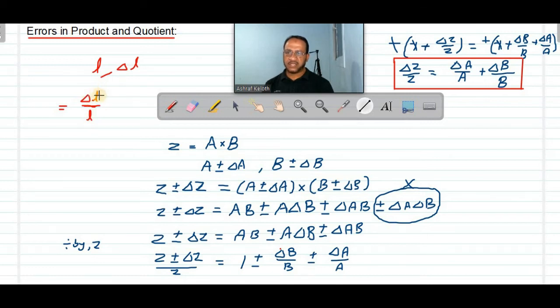What is the fractional error delta l by l means? With an example. L is the length of a table. Delta l is the error in that measurement. Then delta l by l is called fractional error in the length measurement. What is the actual meaning? What concept you have in your mind? Okay, I will give you another example.